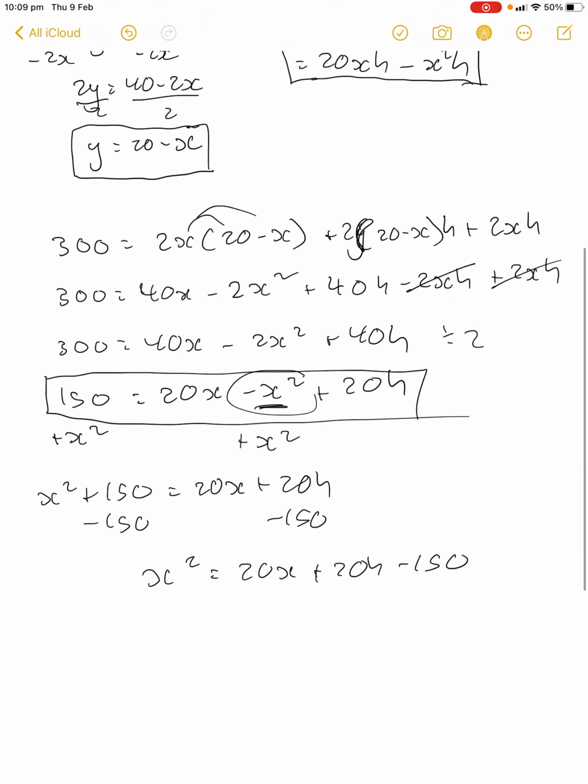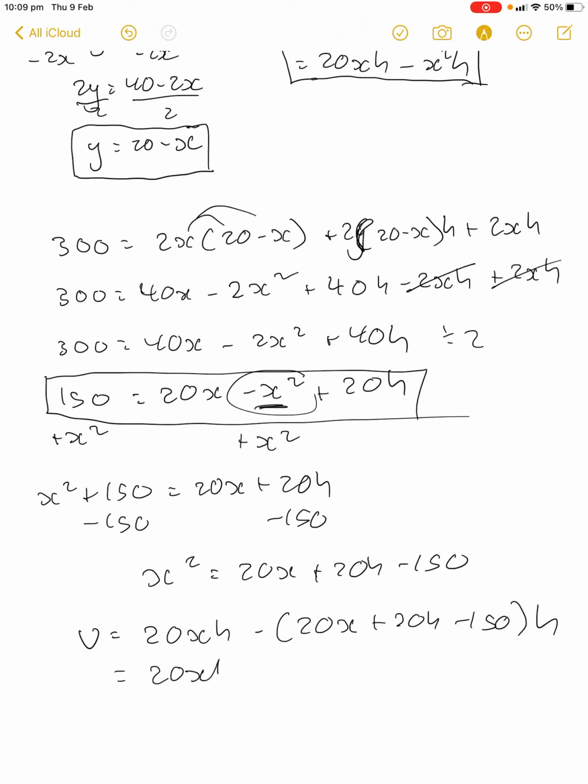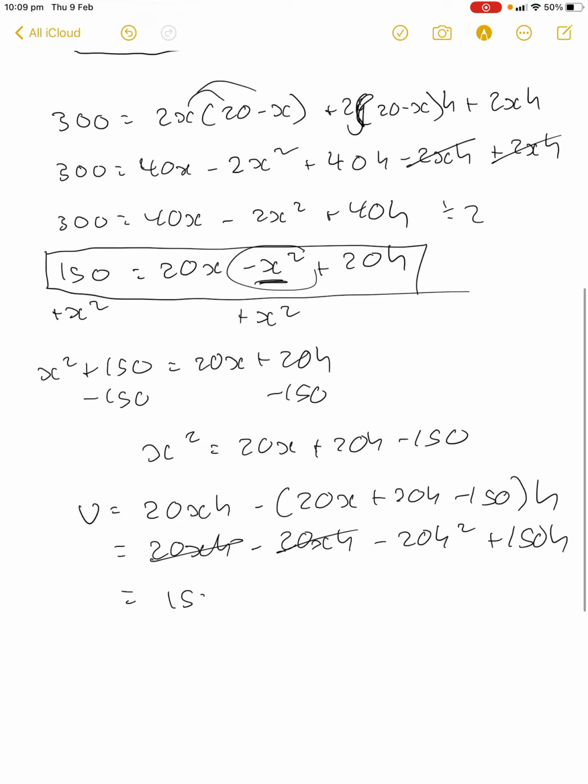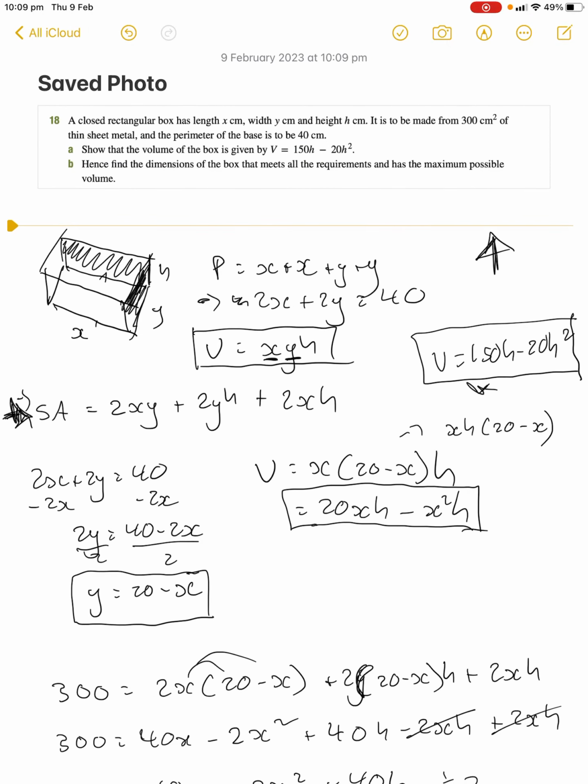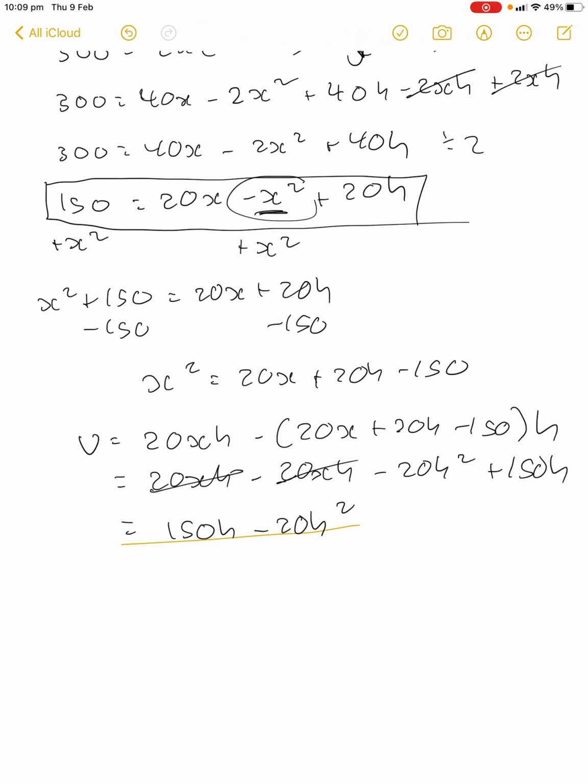If I was to substitute that into that volume formula, and then I was to expand it, minus 20xh minus 20h squared plus 150h, these two are going to cancel, and look what I'm left with. 150h minus 20h squared, which is what the question is asking us to find. The hardest part that we have done. We aren't over yet though.